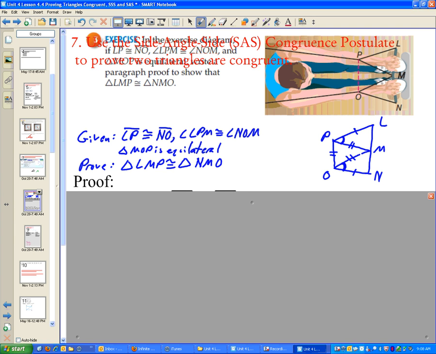Now, look at the two triangles we're supposed to prove. I'm making my plan now. Look at the two triangles we're supposed to prove are congruent. Triangle LMP and triangle NMO. Can I prove those two red triangles are congruent? In fact, don't I have all the information I need? I just got to say it right. Okay? So, they want us to do a paragraph proof. All a paragraph proof is, instead of statements and reasons as separate columns, you make sentences out of your statements and your reasons. Like this.